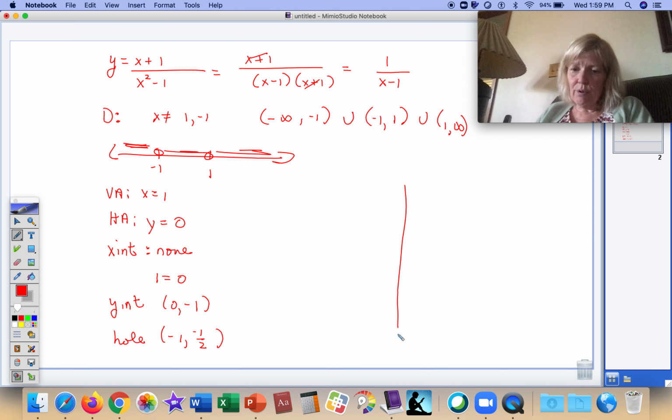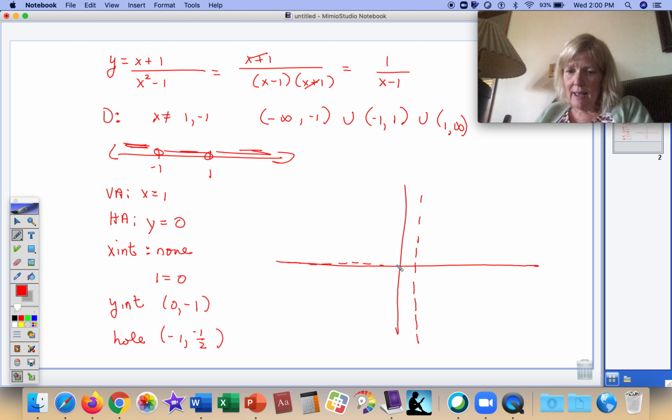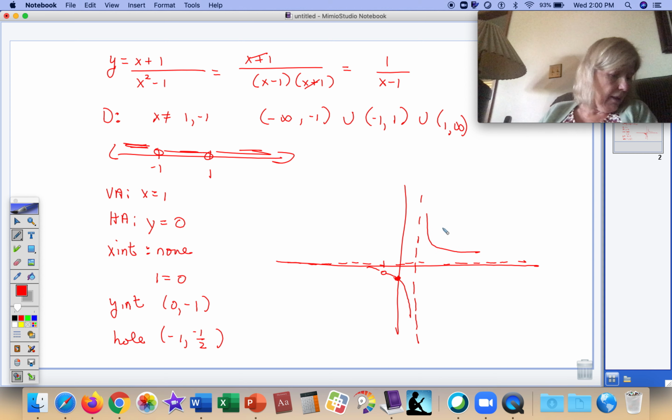Let's just put on the graph everything that you have here. The vertical asymptote is at x equals 1. The horizontal asymptote is at y equals 0. There is no x-intercept. The y-intercept is at 0, negative 1. The hole is at negative 1, negative 1/2. So make that hole a little open circle. Use your graphing calculator to help you graph. Don't fill in the hole. So it should look something like that.